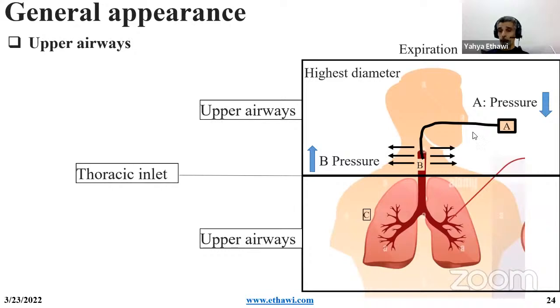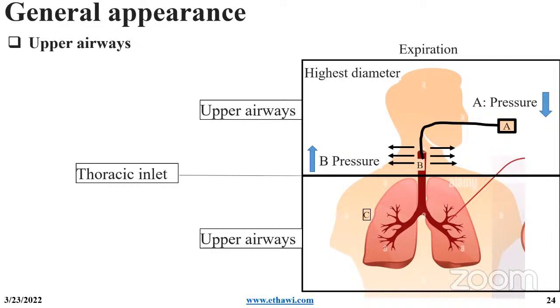While again, for any air to move from one point to another, it has to be higher. So point B should be higher than A to move outside during expiration. That's why the outside will pull out because it's lower, and the inside is higher, so it will push out. So the diameter will be the highest during expiration. The upper airway has the lowest diameter during inspiration and the highest diameter during expiration. Clear?